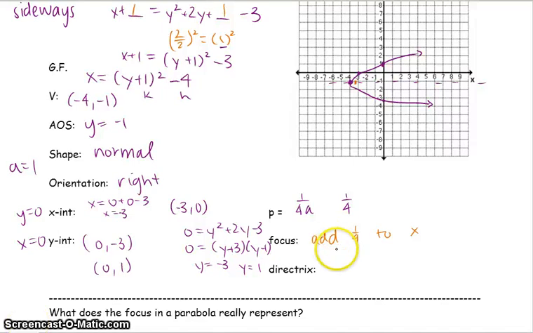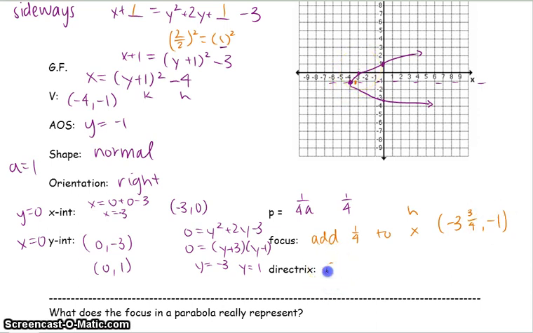Okay, so you need to add 1/4 to your x value of your vertex, so that's h. So when you add 1/4 to your -4, you should get -3 and 3/4, comma -1, still the same y value, and that's at this point here roughly.